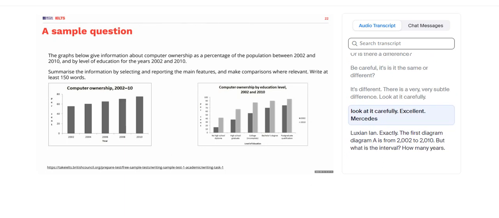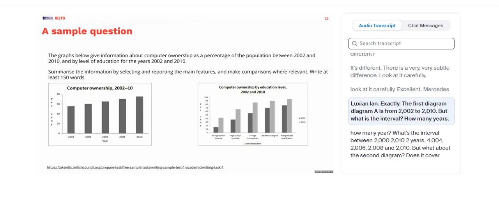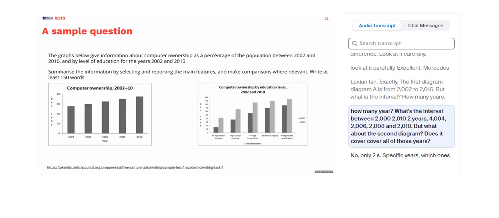Excellent, Mercedes. Lakshan, Ian, exactly. The first diagram, diagram A, is from 2002 to 2010, but what is the interval? How many years? What's the interval between 2002 and 2010? 2 years: 2002, 2004, 2006, 2008, and 2010. But what about the second diagram? Does it cover all of those years?